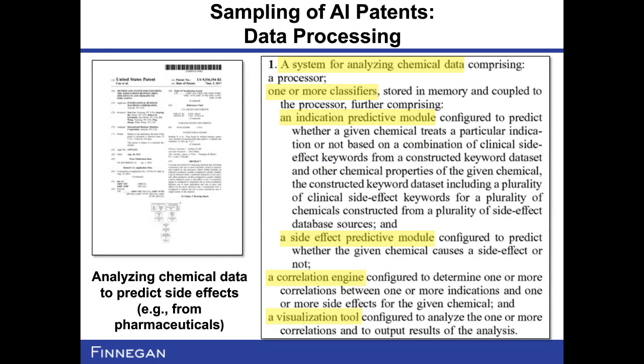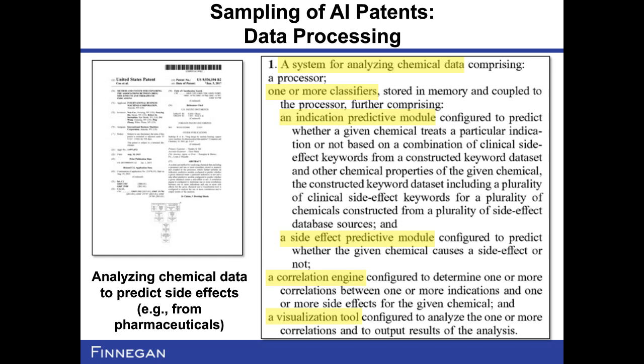So in the claims here, the claims are really recited in terms of these different modules. There's an indication predictive module, and its job is really to determine whether the chemicals will be effective at treating certain indications or diseases or issues. So that's really an effectiveness module. The second module is the side effect predictive module, and that one looks for the side effects.